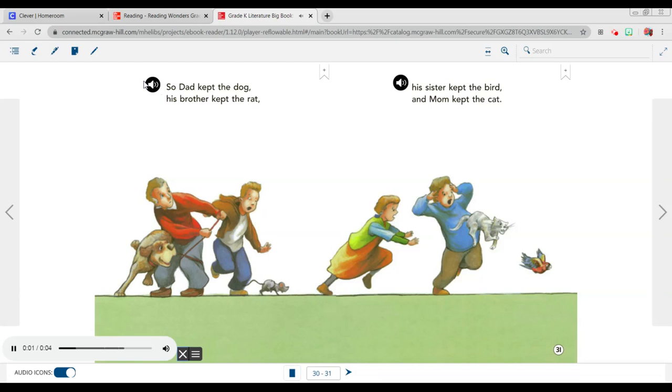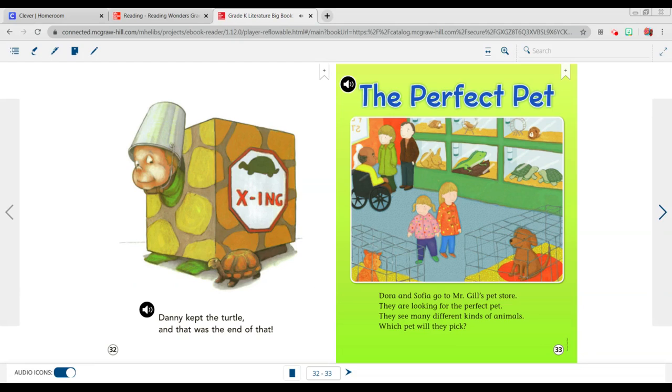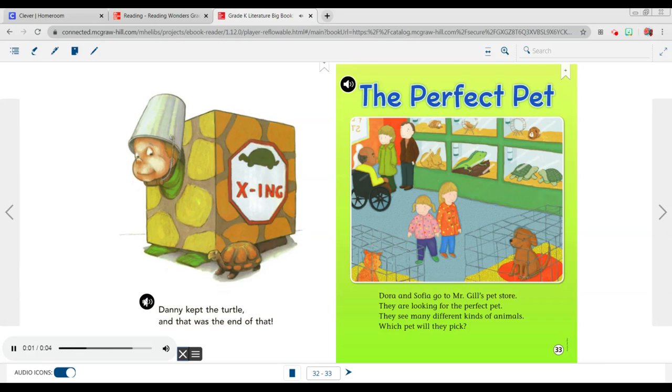So Dad kept the dog, his brother kept the rat, his sister kept the bird, and Mom kept the cat. Danny kept the turtle, and that was the end of that.